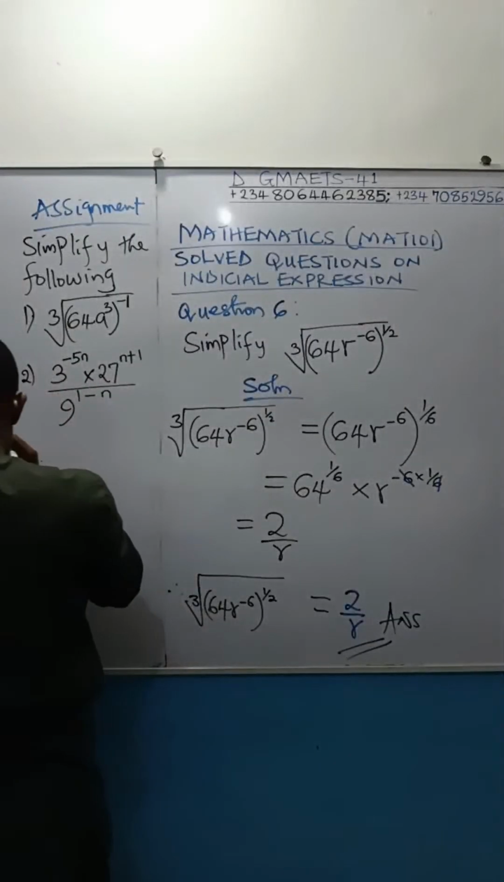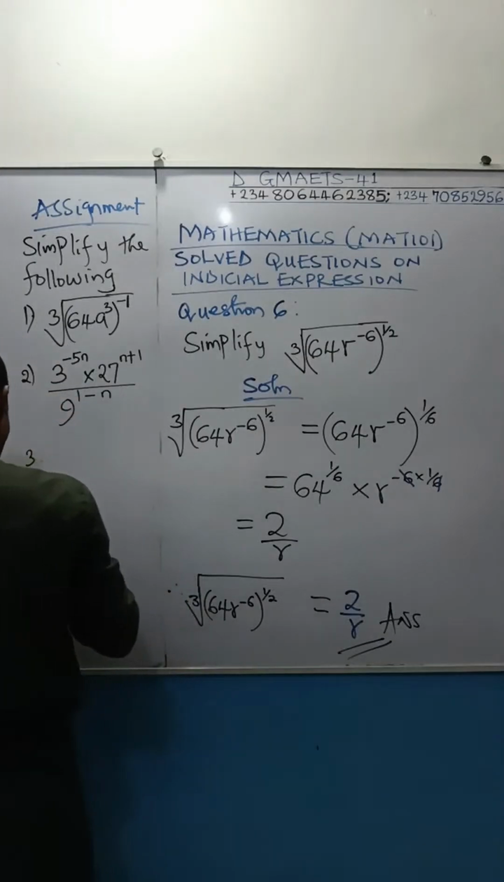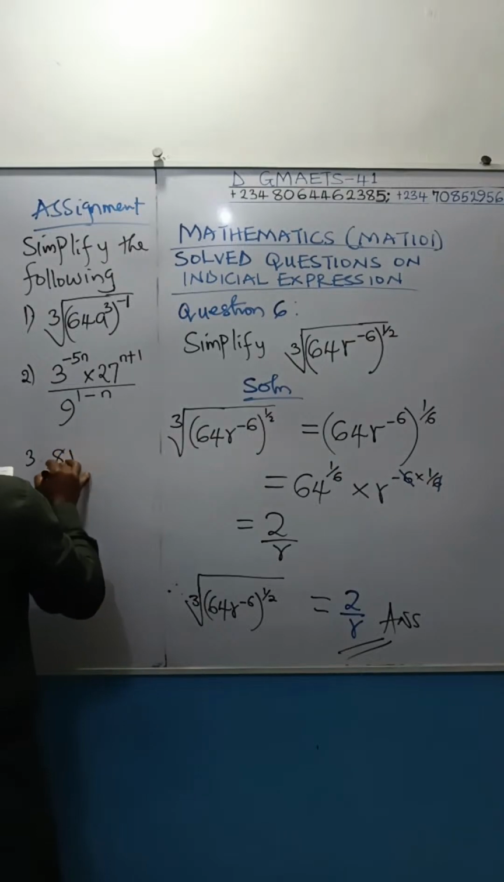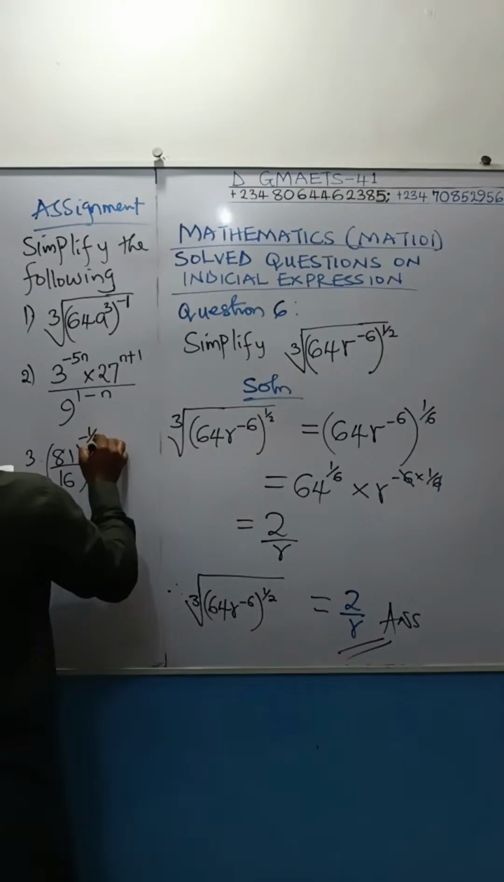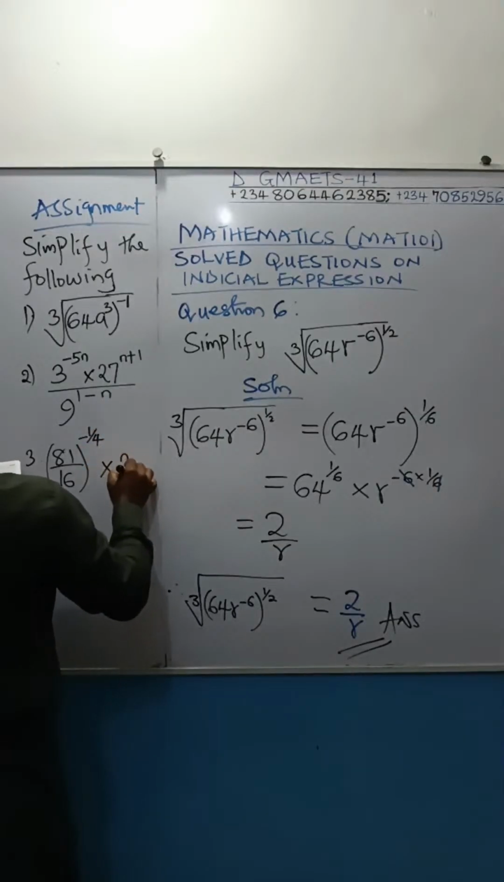Then question number 3: 81 all over 16 to the power of minus 1 over 4, and then times 2 to the power of minus 1.